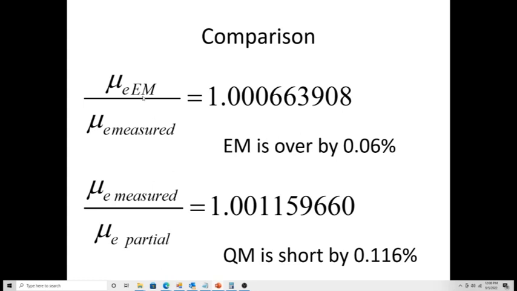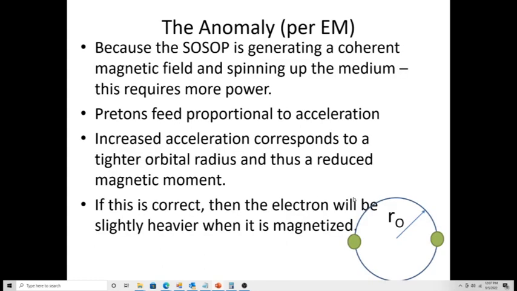So we go through the comparison. This is ethereal mechanics. Ethereal mechanics is over by 0.06%, and quantum mechanics comes out short by 0.116%. Now, how ethereal mechanics explains the problem is a very simple, very rational, logical reason. It's not this exchanging of Feynman diagram components and all this crap, which in my opinion is just garbage. Here's how it goes. Because the second order system of Preton is generating a coherent magnetic field and it's spinning up the medium, this is a task that requires more power.